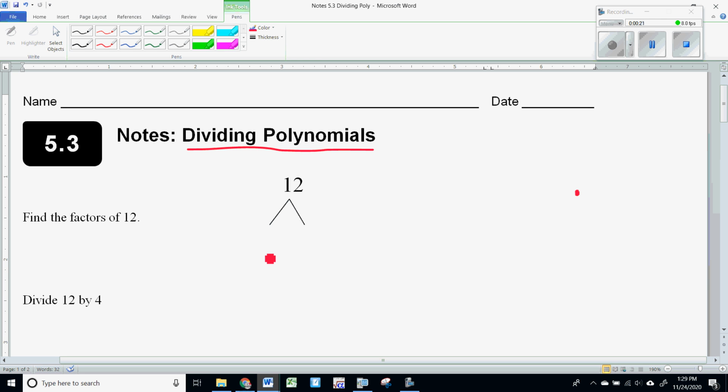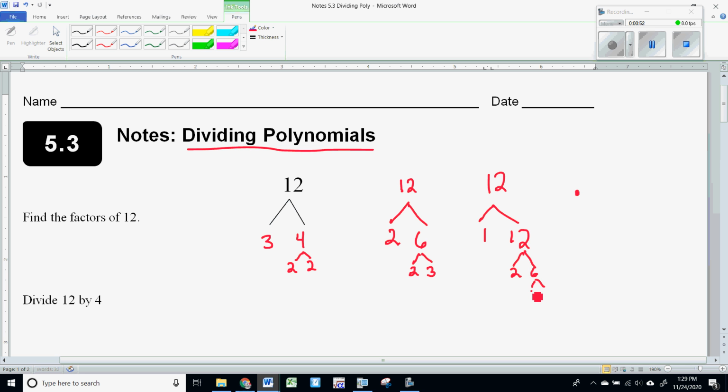So let's say we looked at 12. And I said, well, what are the factors of 12? We could have 3 and 4. You could have 2 and 6. You could have 12 and 1, and so forth. Now, some of these you could break down further. 6 you could break down as 2 times 3. 4 you could break down as 2 times 2. 12 you could break down again, 2 times 6, 2, 3, and so forth. But you can see for all of these, we're going to end up with 3 times 2 times 2. So the factors of 12 are 3, 2, and 2.